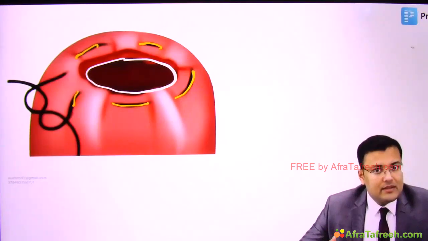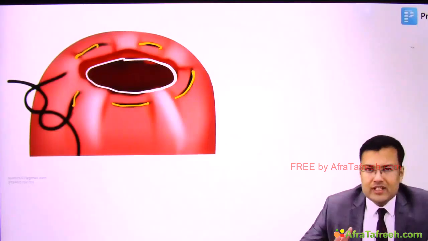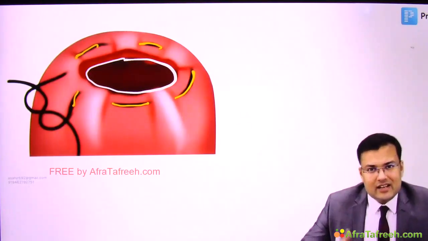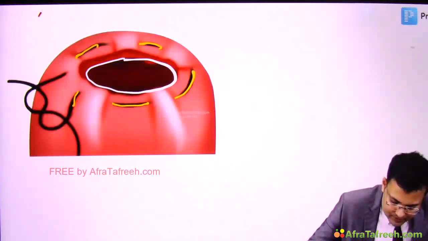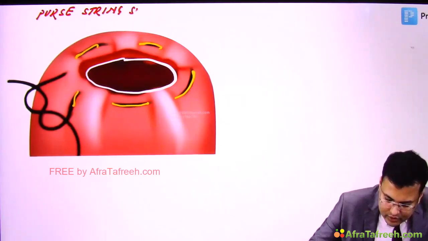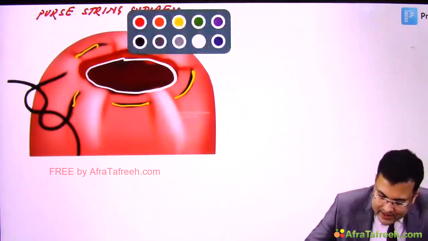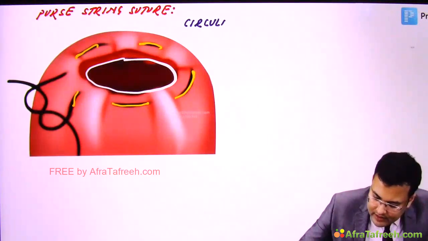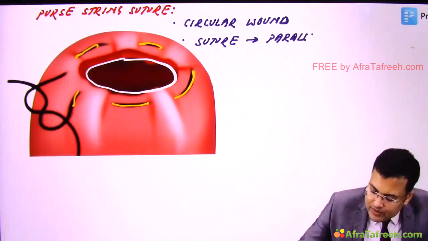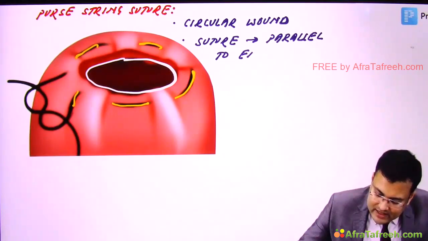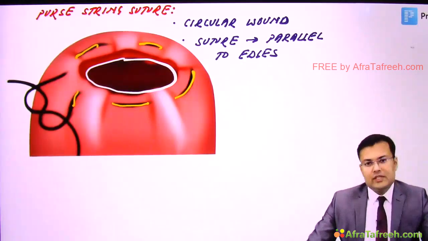You have seen the purses basically which were distributed in 90s, especially in the marriages, red colored purse, and there was a string like this. So this is what purse string suture. Clear? So here you noticed what is done. Basically in a circular wound, the suture is applied parallel to the edges of wound. Parallel to edges. Clear?